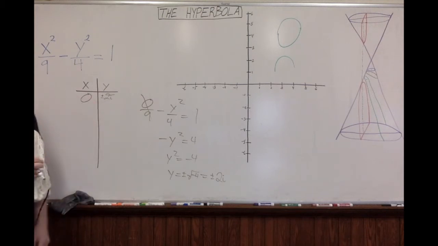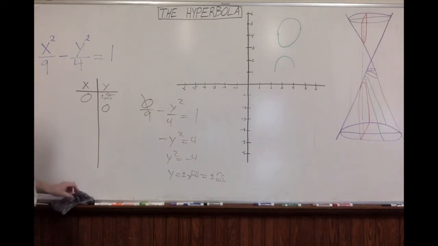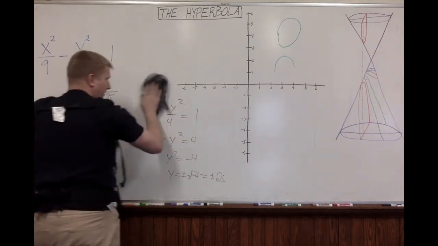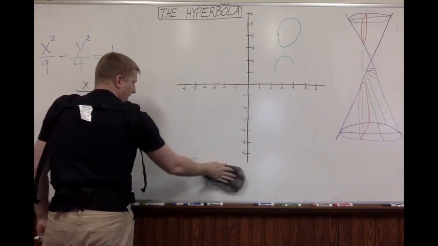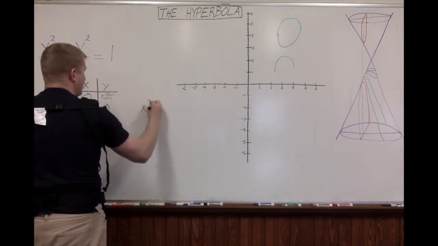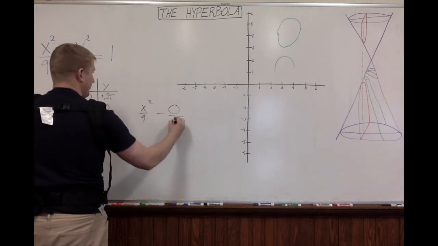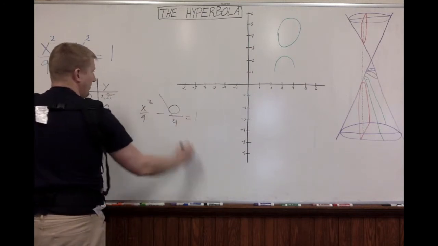Let's switch things up and start picking y's for this function. Let's try y equaling 0 as well. I'm going to erase this. If we let y equal 0, we end up with x squared over 9 minus 0 squared, which is just 0, over 4 is equal to 1. That all is going to equal 0.